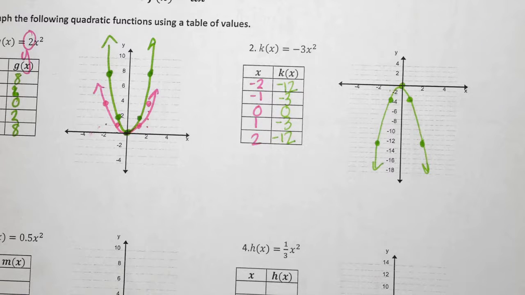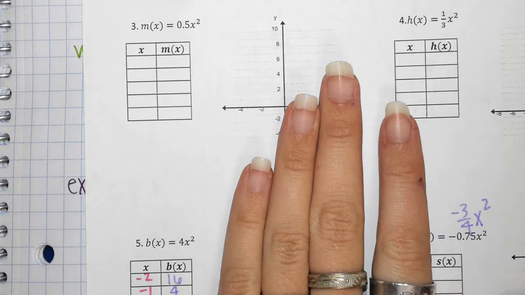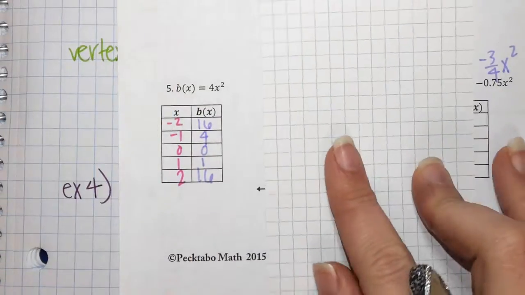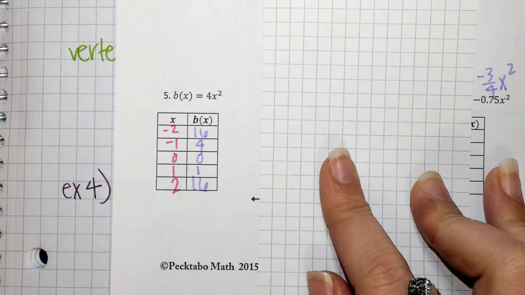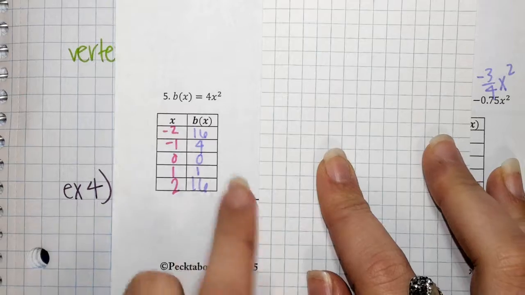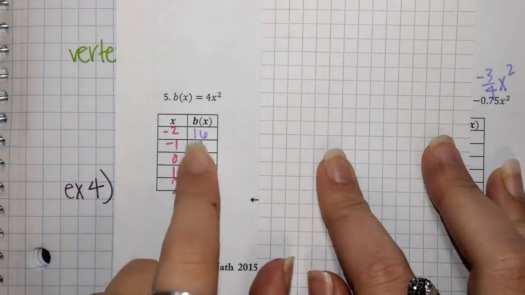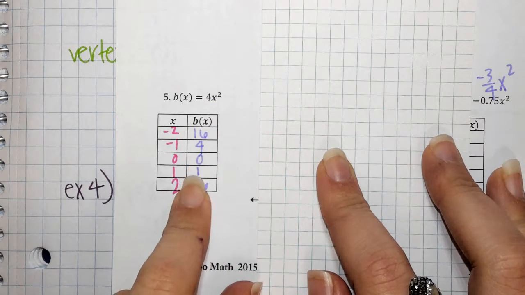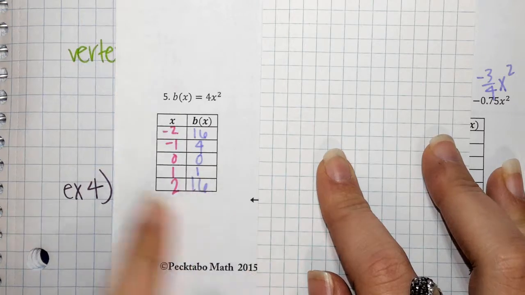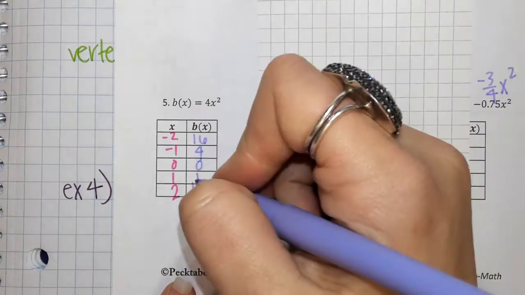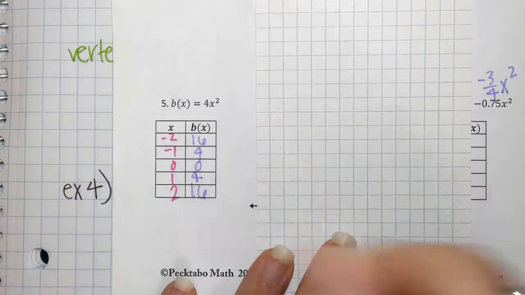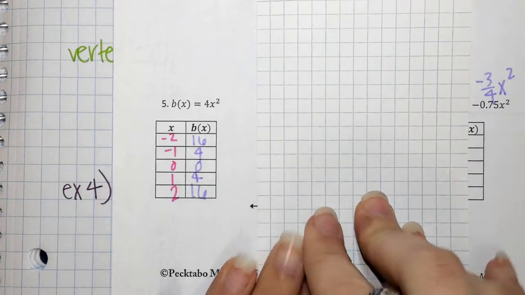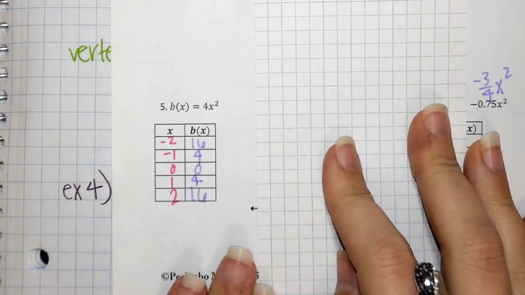Give me just a second. All right, so there's my T table. Okay, so -2 squared is 4. 4 times 4 is 16. -1 squared is 1. 1 times 4 is 4. 0 squared is 0. 0 times 4 is 0. 1, ooh, that should be a 4. I got excited. 1 squared is 1. 1 times 4 is 4. 2 squared is 4. 4 times 4 is 16. We're good? Ready to see the graph?